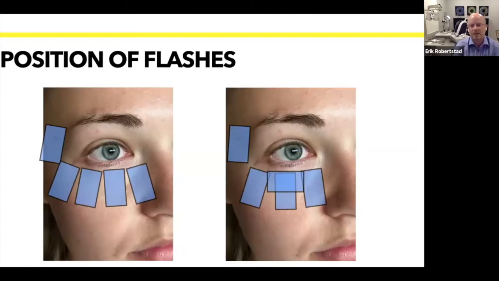This is how you could position the flashes. On the left-hand side, it's the normal method. And on the right-hand side, that's what I just showed you in the video.